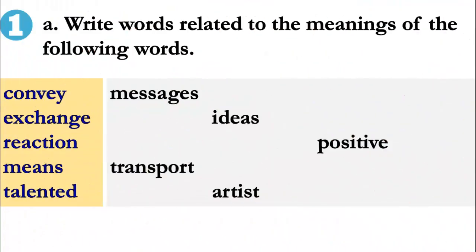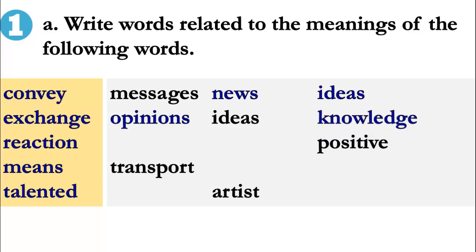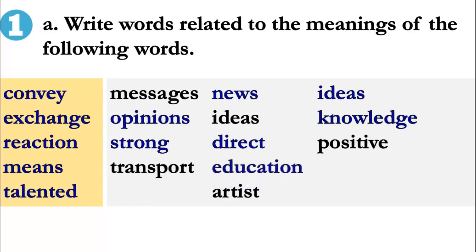Let's check the answers together. We have here convey messages. What can we say more? That's right, we can say convey news. Excellent. Convey ideas. What about exchange? Exchange opinions. Exchange knowledge. What about reaction? We have strong reaction. Direct reaction. What about means? We have transport here. It's written for us. What else? Education. Communication. What about talented here?